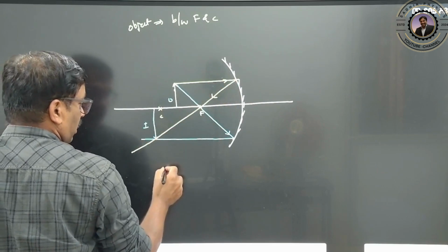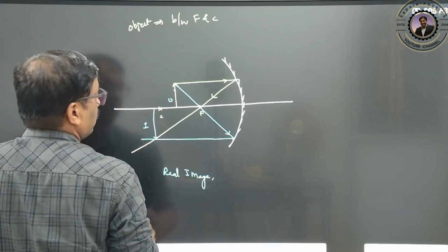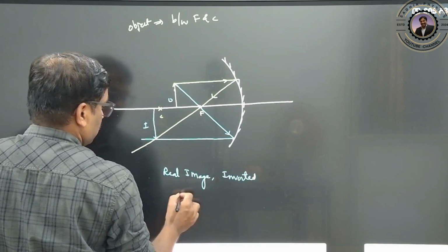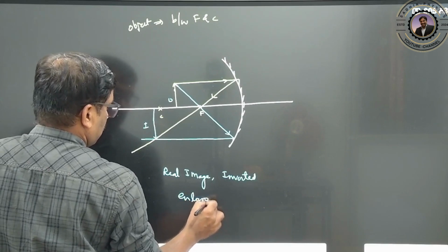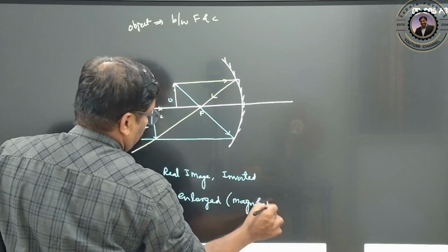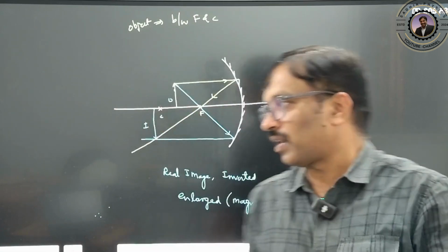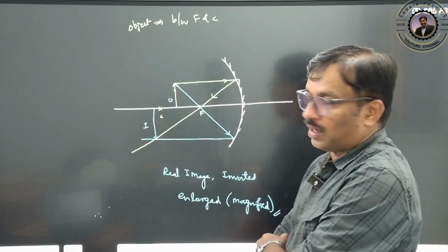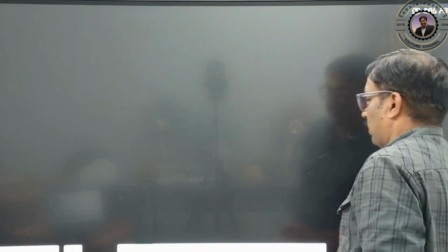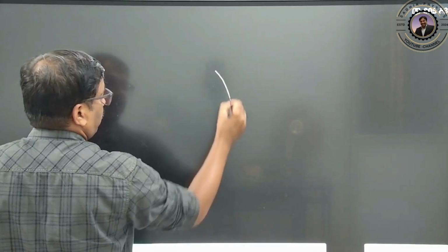Here also it is a real image, and how is it? Inverted, that is enlarged. Enlarged means magnified. I think you studied all this in lower classes, but this is a quick revision. If you already know this, you can skip forward, fast forward. Clear? But remembering this image formation is very, very important.